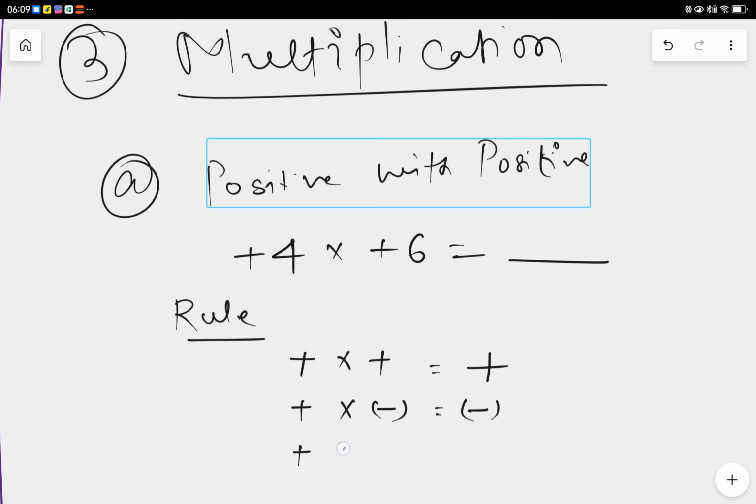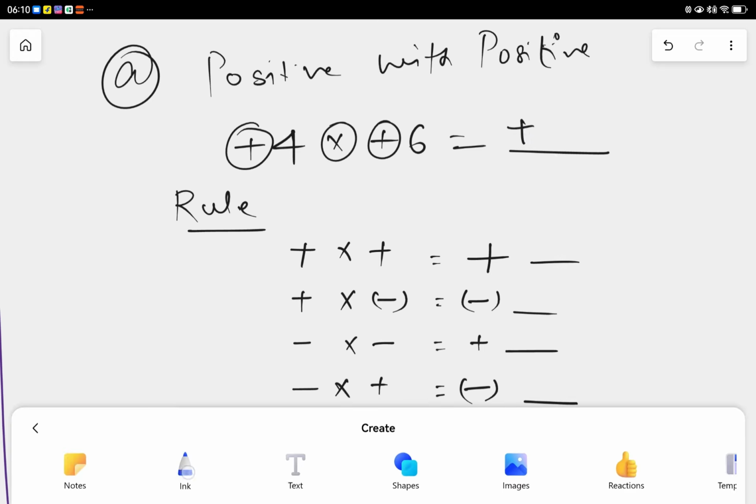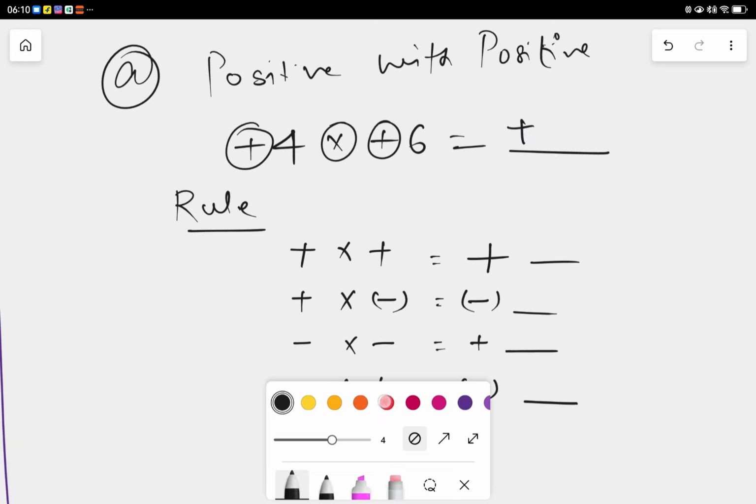If negative is multiplied by negative, the sign becomes positive. Final answer will become positive. And if negative is multiplied by positive, again the sign remains negative. So here you can see the positive has been multiplied by positive, so the final sign will be positive. But the answer will be the normal number.